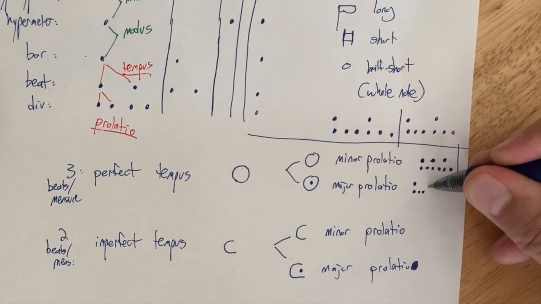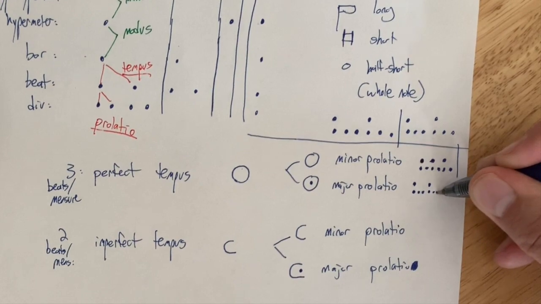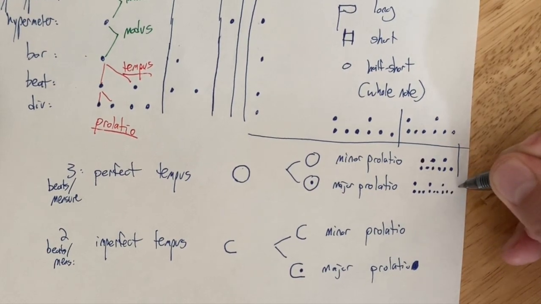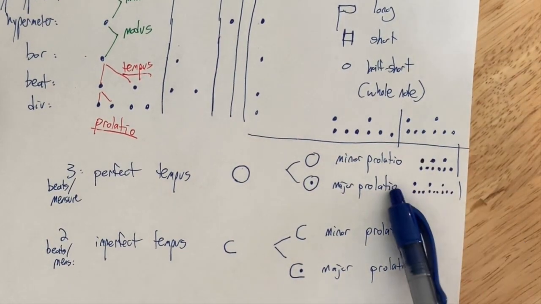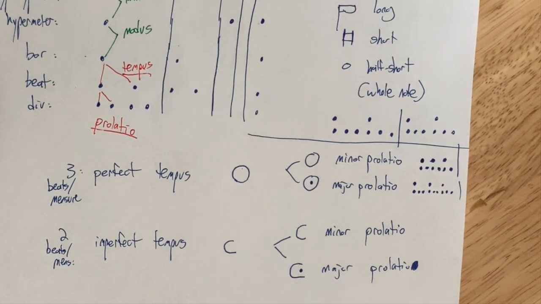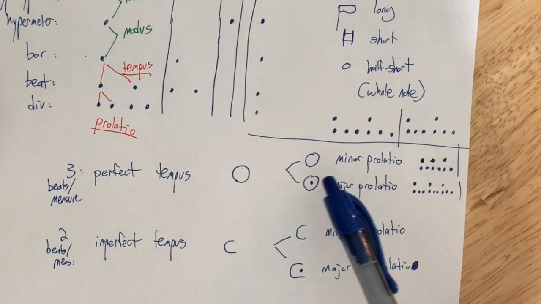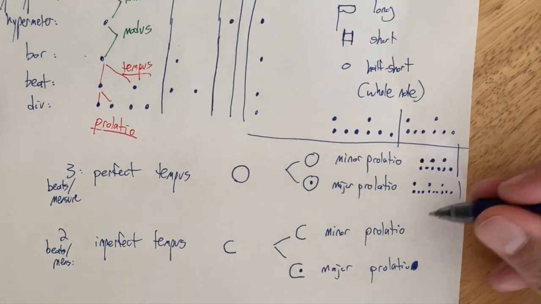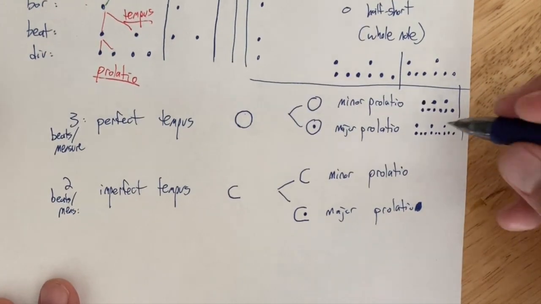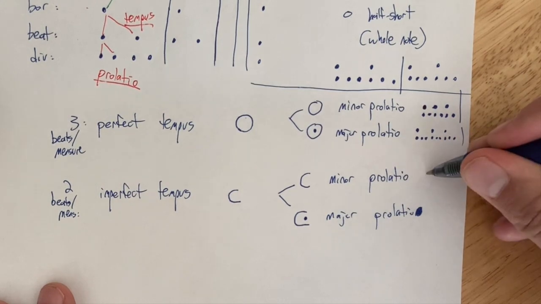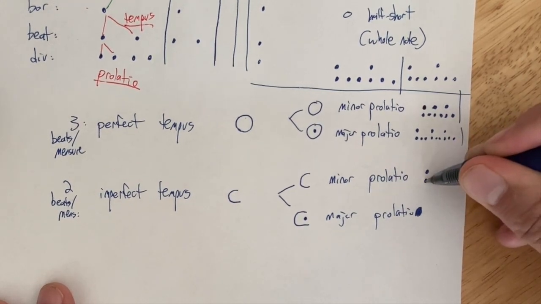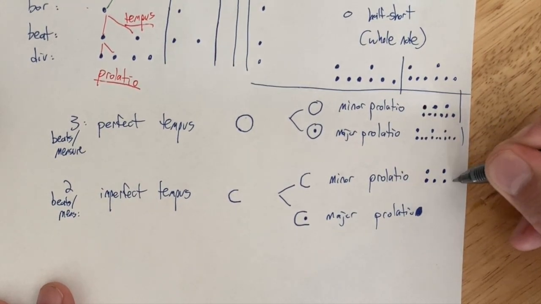A major prolatio with a perfect tempus would look like this. 3 beats a bar, each with 3 divisions. The most perfect Holy Trinity, 3 in 3, to these ancient monk type guys. Imperfect tempus has 2 beats. If it's a minor prolatio, that means each beat has 2 divisions.